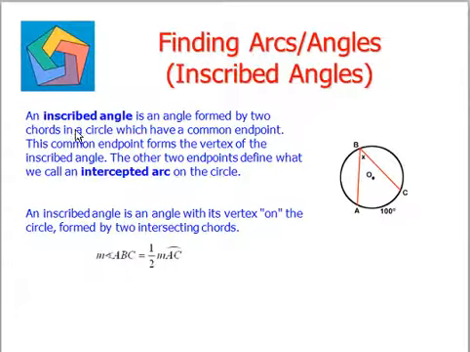An inscribed angle is an angle formed by two chords in a circle which have a common endpoint. Let's look at the circle taken as an example over here. It says inscribed angle is an angle formed by two chords. AB and CB are the two chords which have a common endpoint. B is the common endpoint, and this is the angle X formed. So this is called the inscribed angle.